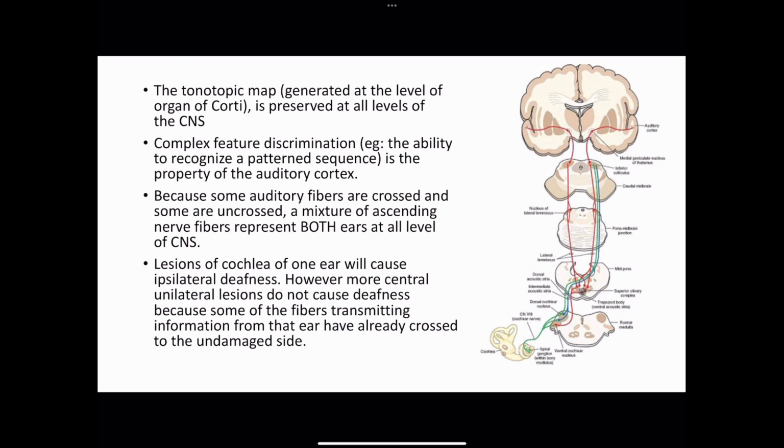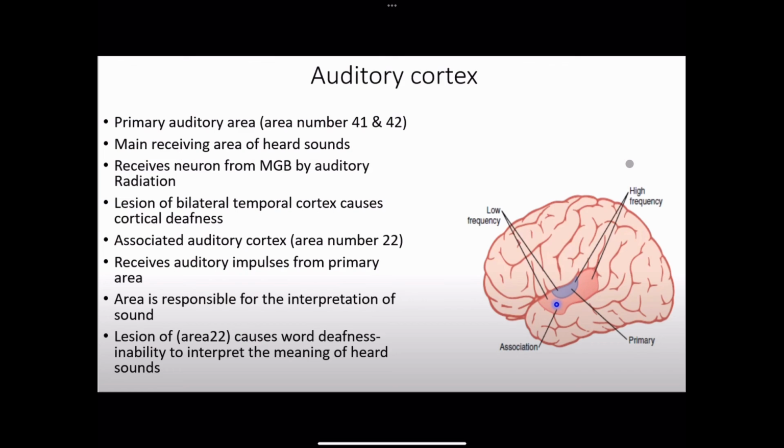Lesions of the cochlea at one ear will cause ipsilateral deafness. However, most central unilateral lesions do not cause deafness because some of the fibers transmitting information from that ear have already crossed to the undamaged side.